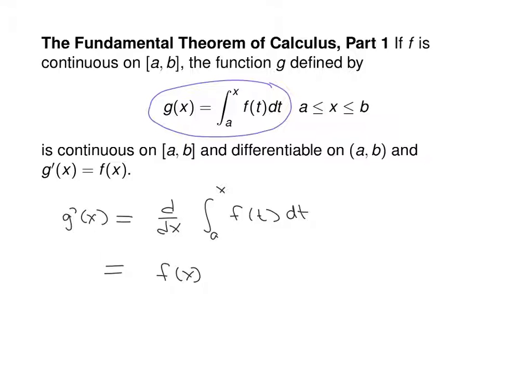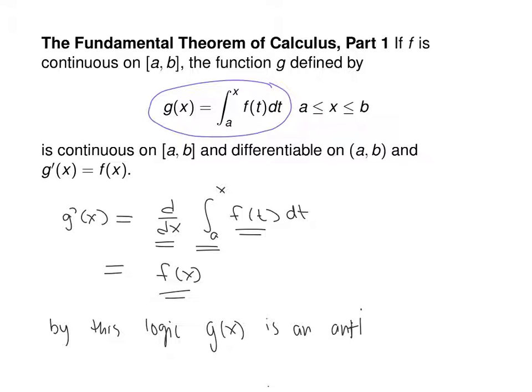But what this says, in some sense, is that this derivative undoes that integral. Somehow they cancel each other out, and all that changed is this f of t became an f of x. The variable inside changed and nothing else. Does that make g of x the antiderivative of f of x? By this logic, g of x is an antiderivative of f of x, because g's derivative gives you f. Yep.